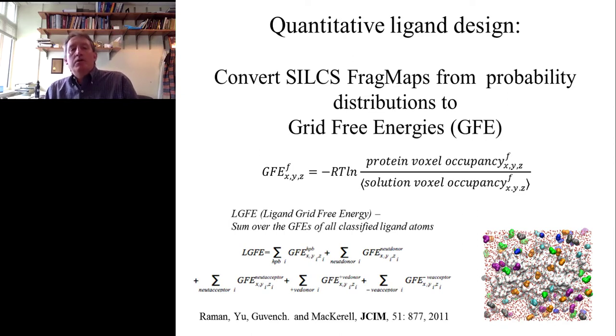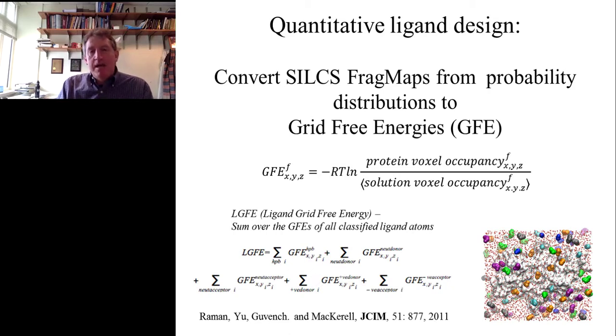We can also use them quantitatively by converting the SILCS FragMaps from probability distributions into what we refer to as grid free energies. This is basically a Boltzmann transformation of the normalized probability distributions, which we can also refer to as occupancies, from which we now obtain free energies. And once we've got these free energies, we can assign free energies to the individual atoms in each molecule, and sum up the grid free energy contributions for each atom in the molecule to get what we call the ligand grid free energy. And this is actually a proxy for the binding affinity of that ligand.